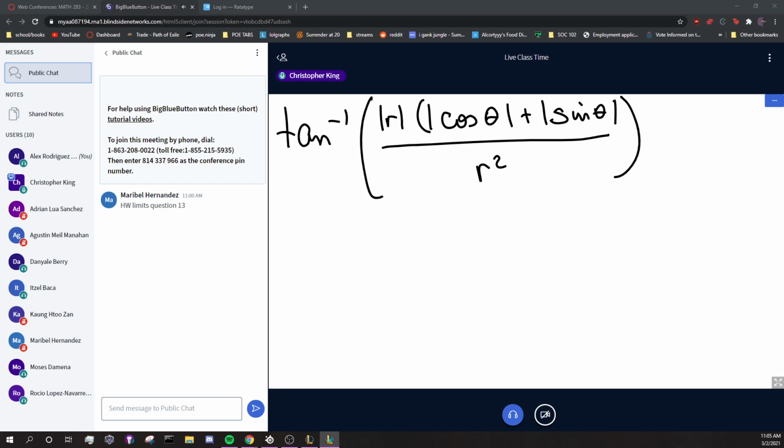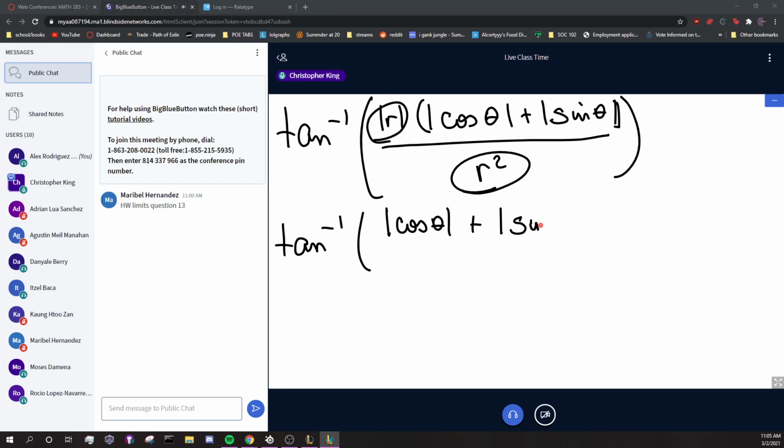So this can be rewritten as the tangent inverse of, and what we can do is cancel this and this. So you can look at it as the absolute value of the cosine of theta plus the absolute value of the sine of theta, over basically the absolute value of r.